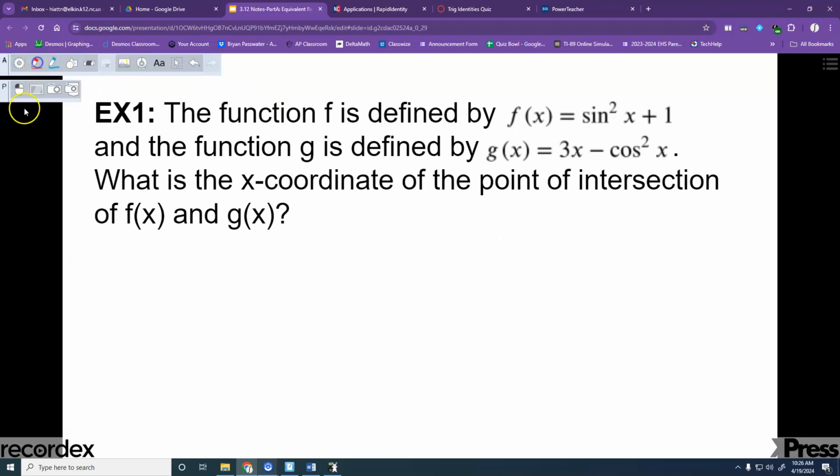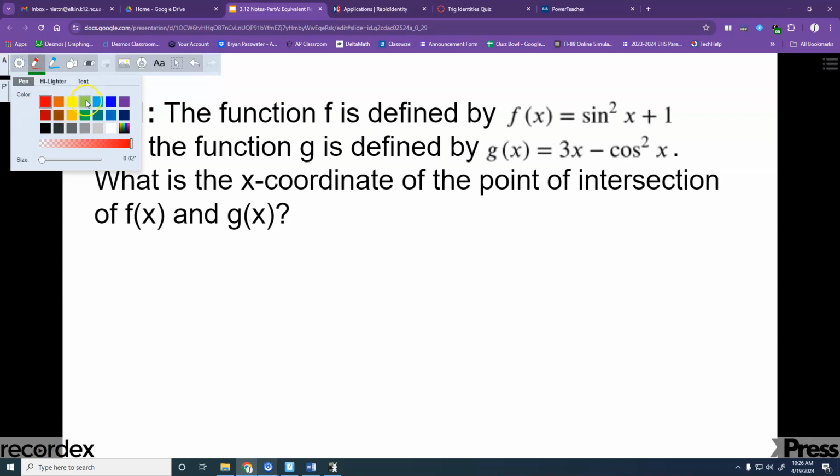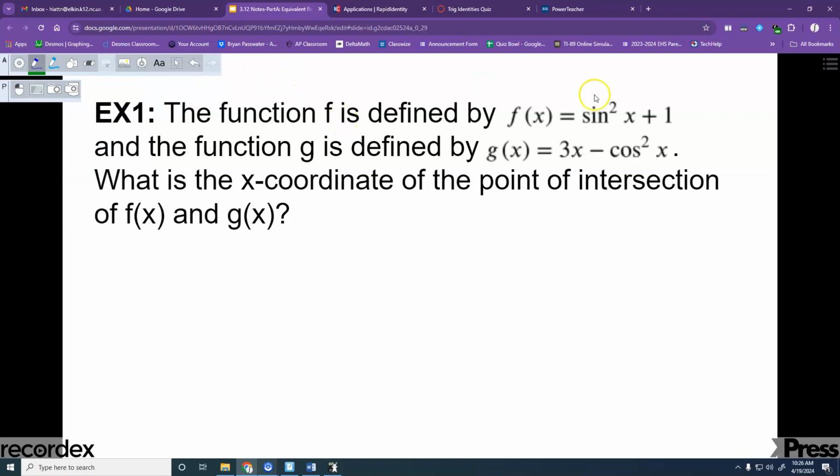All right, so we have here that the function f is defined by f of x equals sine squared x plus 1, and the function g is defined by g of x equals 3x minus cosine squared x. What is the x-coordinate of the point of intersection of f and g?